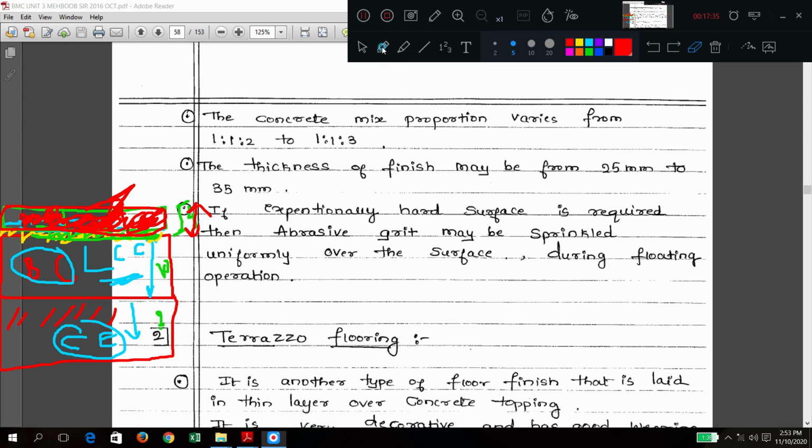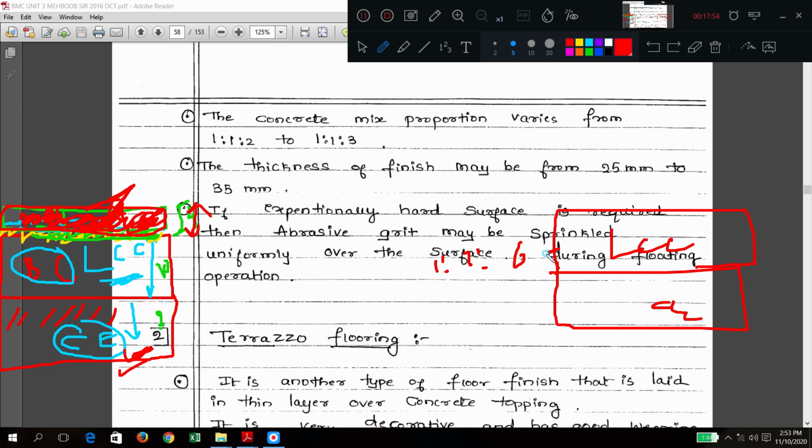Just remember one thing. Compacted earth above. This is compacted earth. Next, it is rolled and cured for 1 or 2 days. Next, lean cement concrete 1:3:6. Again, it is rolled, compacted and cured for 4 days. Its thickness is 10 centimeter. Above this, you are going to construct what?